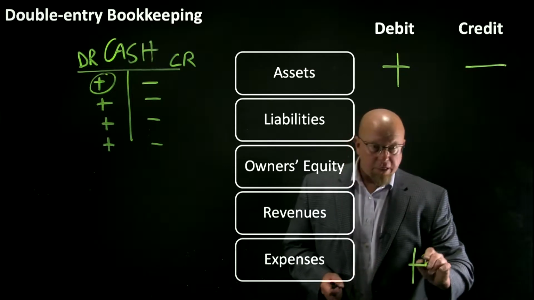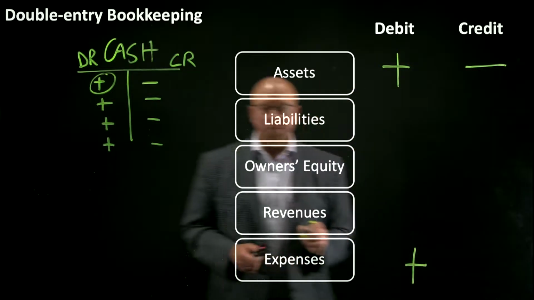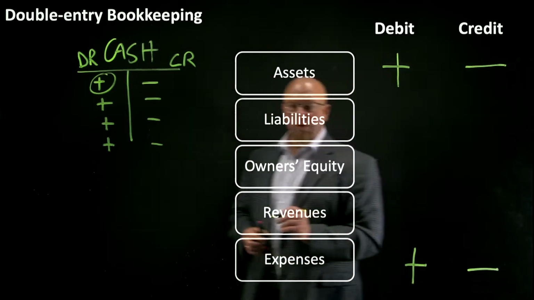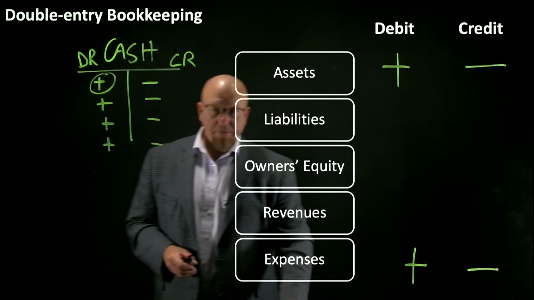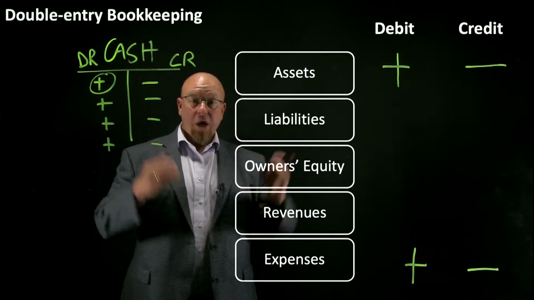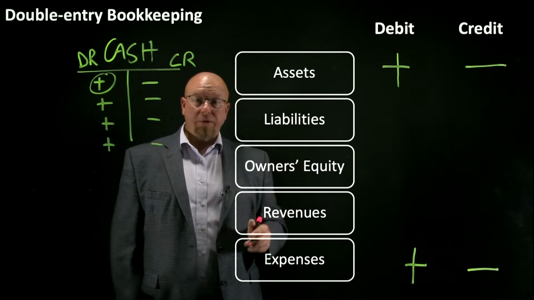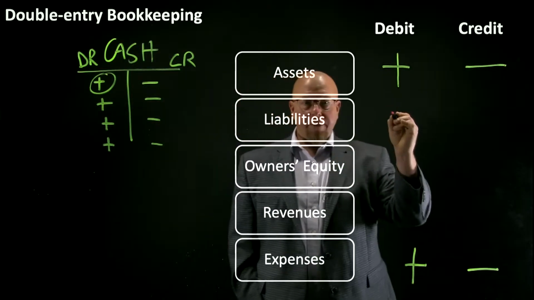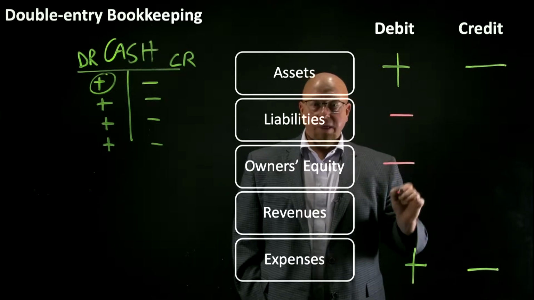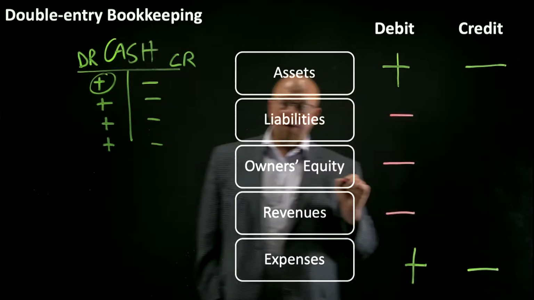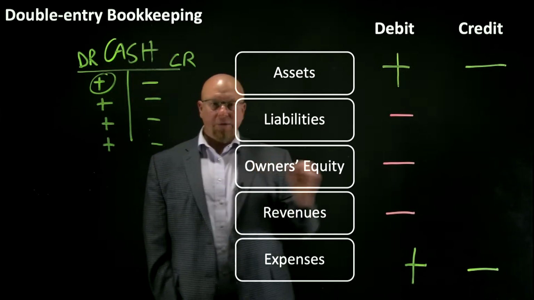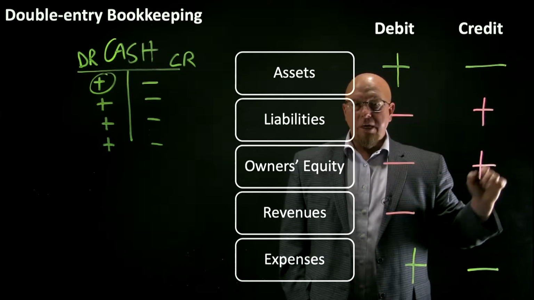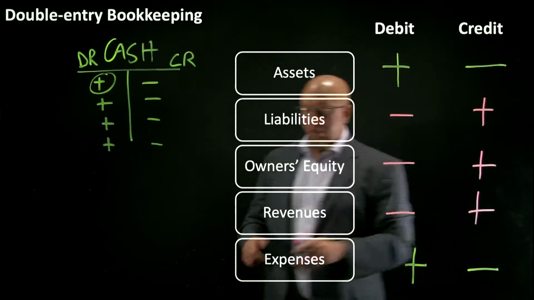So we get down here. If you want an expense account to increase, make a debit entry to it. If you want an expense account to go down or decrease, make a credit entry. Then what you're left with is the liabilities, owner's equity, and revenues. Just remember that those behave exactly the opposite. So liabilities, owner's equity, revenues, they all decrease if you make a debit entry to those accounts. And if you want those accounts to increase, you make credit entries to those particular accounts.